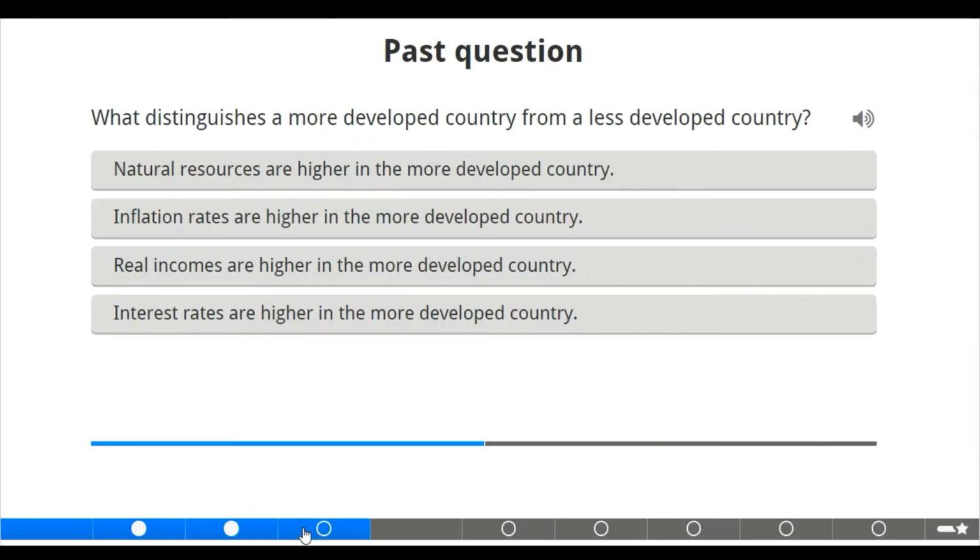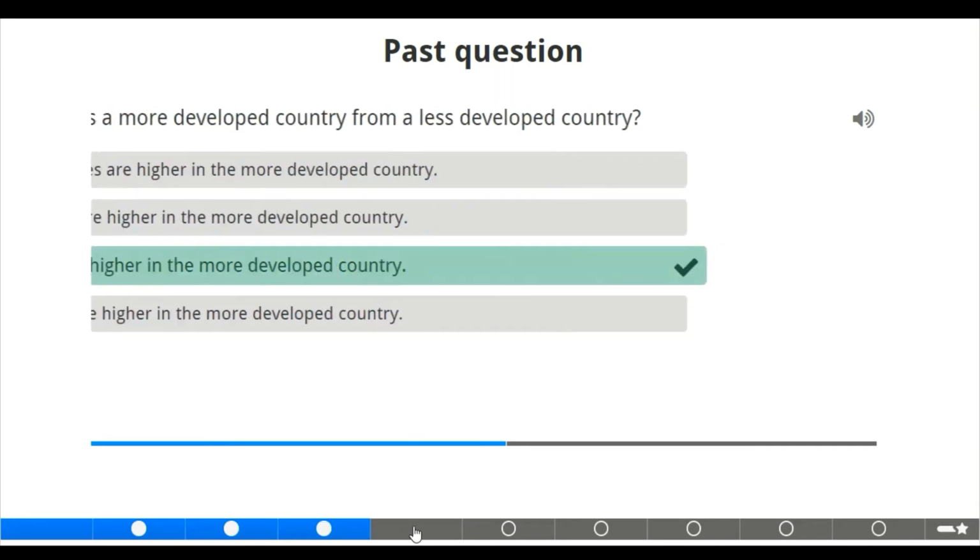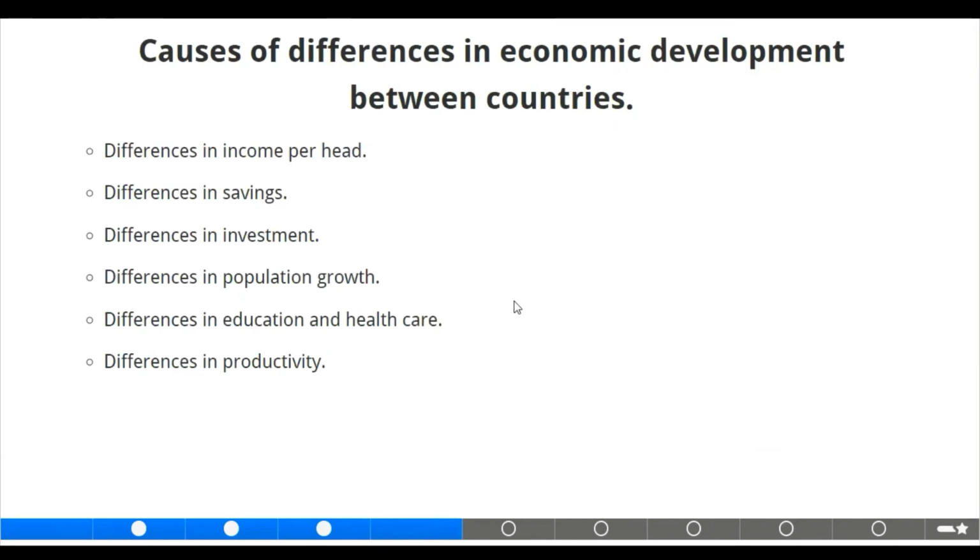Moving to the next slide, we have one past question here. What distinguishes a more developed country from a less developed country? Here we have: the natural resources are higher in the more developed country. Is that so? Inflation rates are higher in the more developed country. Real incomes are higher in the more developed country, or the interest rates are higher in the more developed country. Of course, the real income, that is the GDP per capita, is higher in the more developed country. Now we move to the next slide.